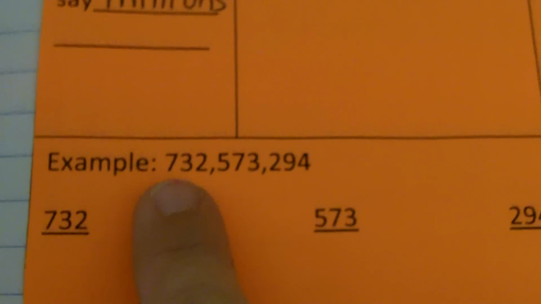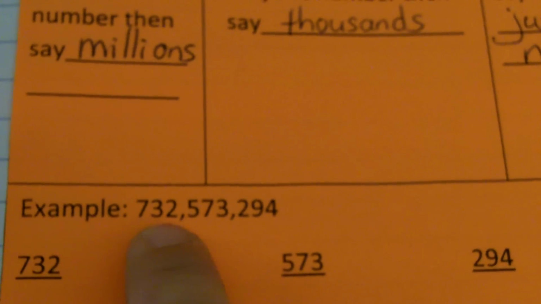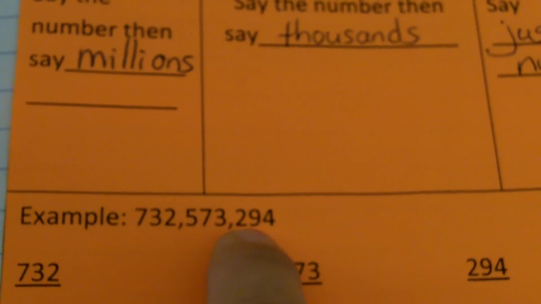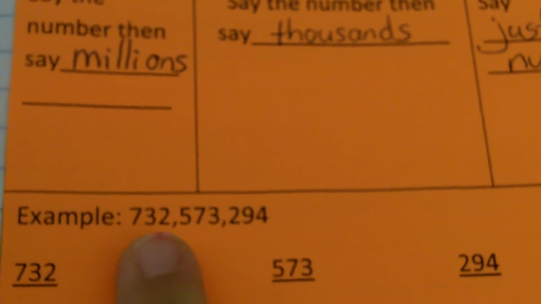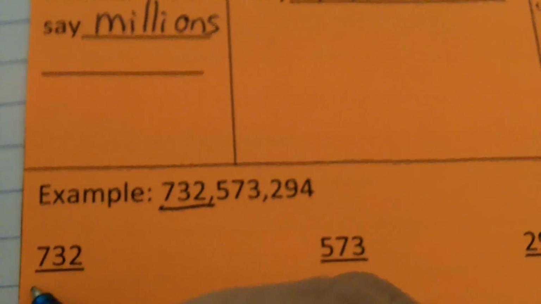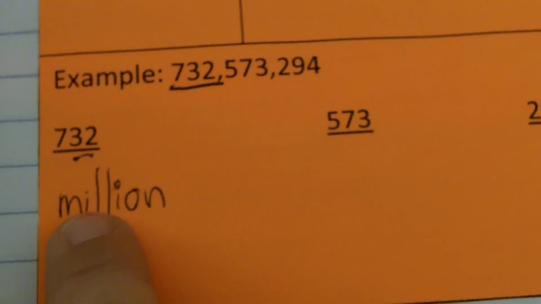Here is a number, a 9-digit number, and you can tell that each 3 digits are set off by a comma. Each comma represents the end of that period. So just like it said before, we are going to say this number, 732. We said the number, now we're going to say million. So as I'm reading this number, I say 732 million.